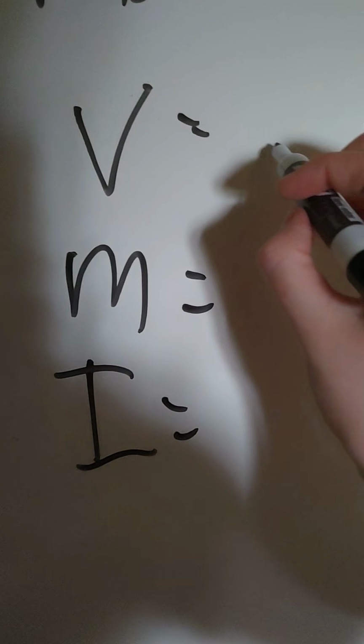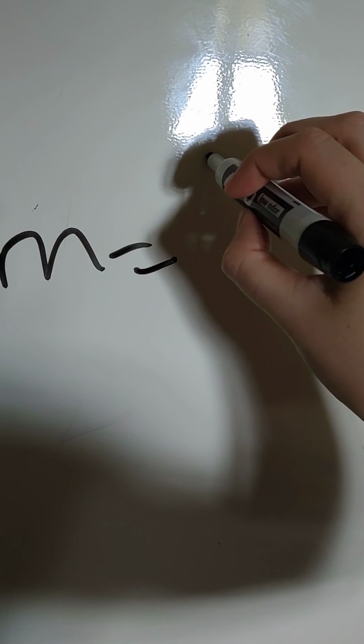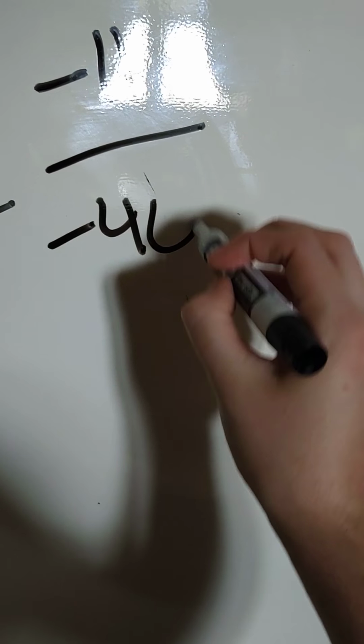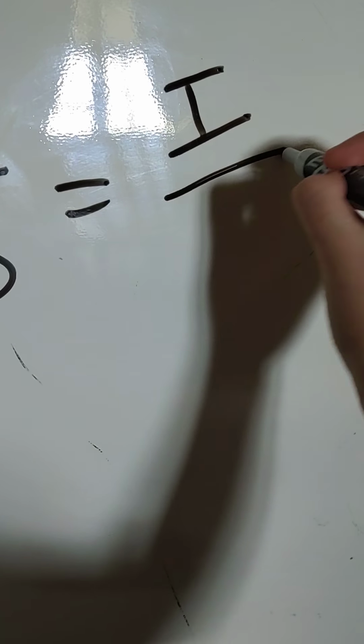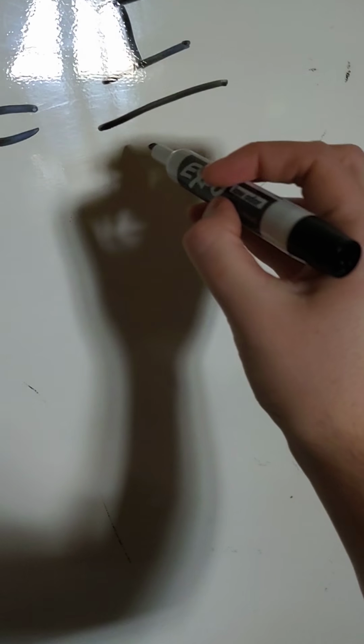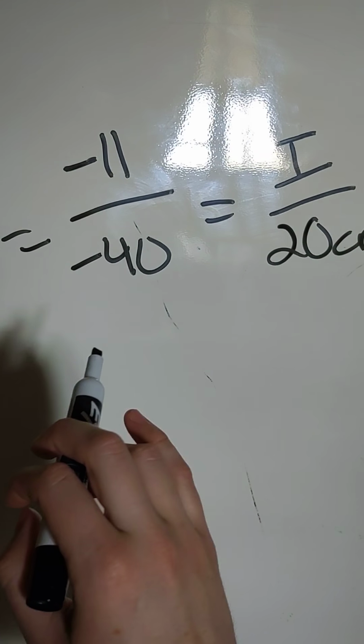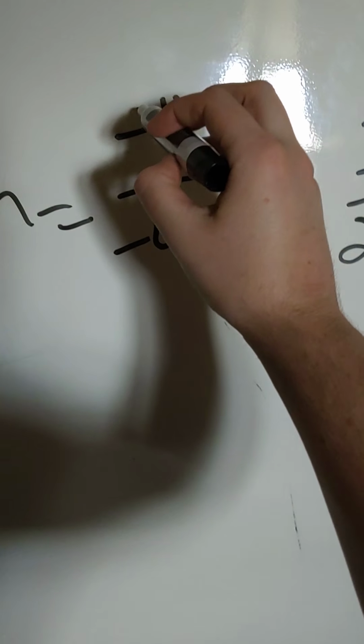V, image distance, is about minus 11 centimeters. Magnification, M equals image distance, which is minus 11, over object distance, minus 40, which equals image size over object size, which I'm going to put in here already. It's going to be 20 centimeters because we're about to use this again. So this equation is going to be used to find both M and I. Since these are two negatives, it becomes a positive. And then 11 divided by 40 equals 0.275.